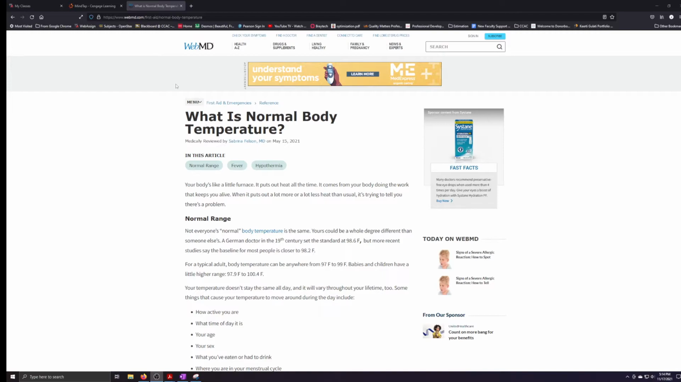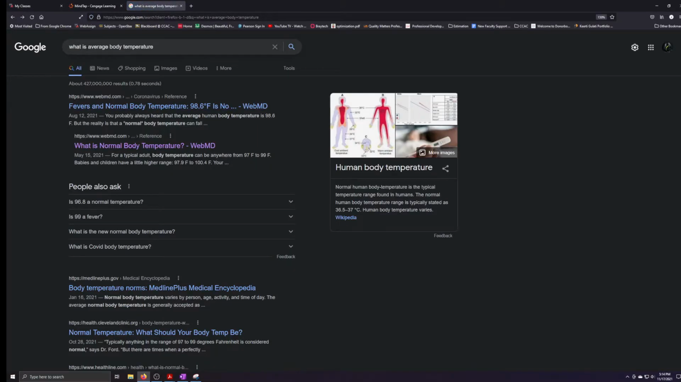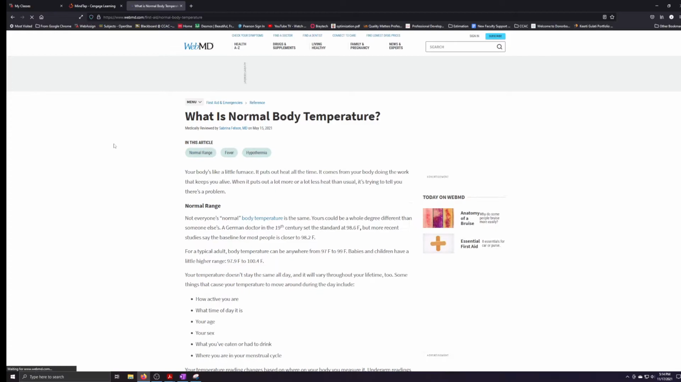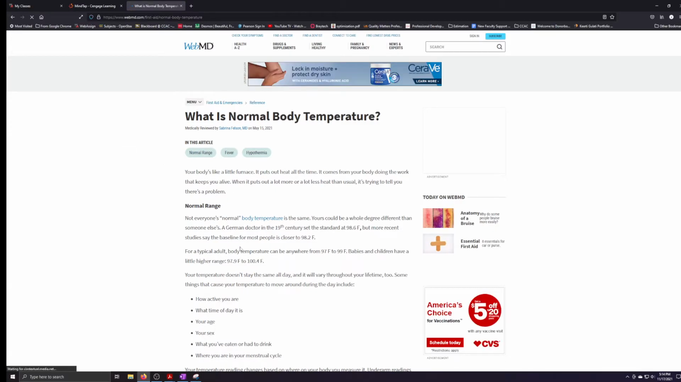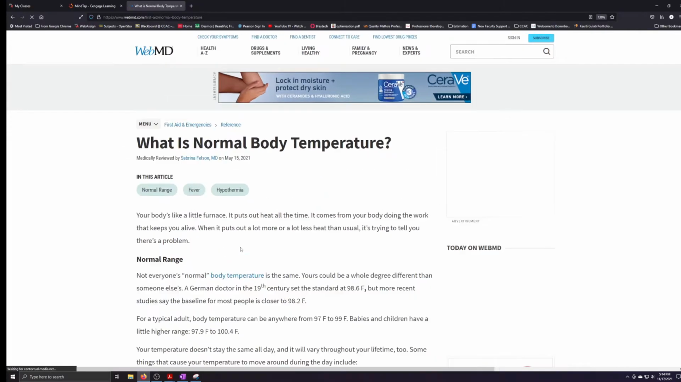If you go to, and this is what I go to, I'll show you. What is average body temperature? And I clicked on this right here. And the only reason why I clicked on this is because it's from May 15th, 2021. And this is the main article, but this is just a reference to it. So within the first, let me zoom in here so we can read it.